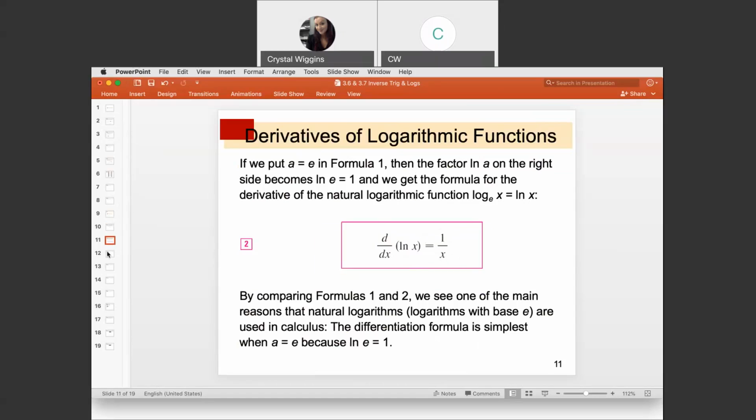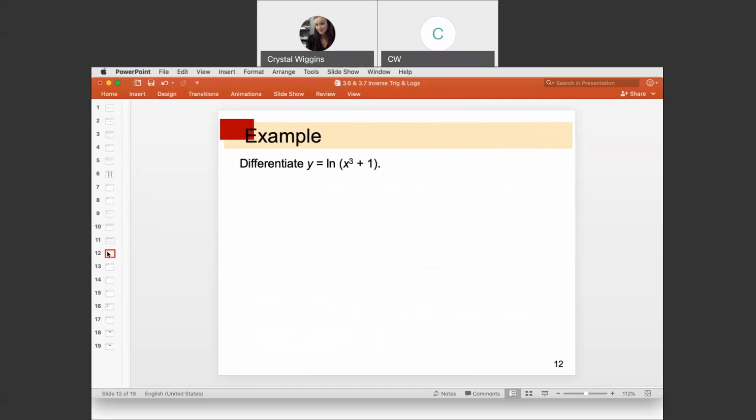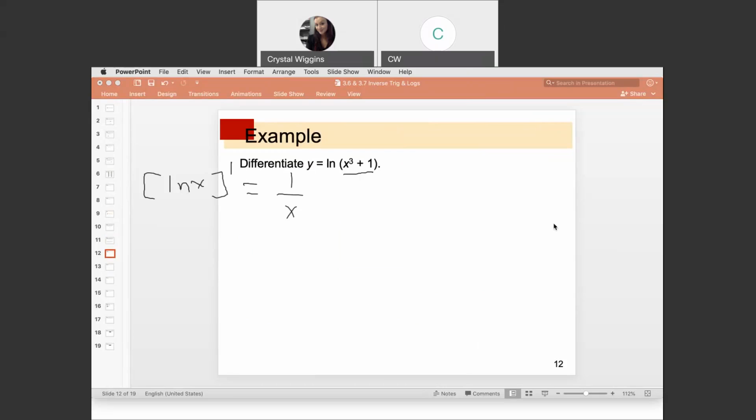Let's try some examples. So let's differentiate the function ln of x cubed plus 1. So recall that the derivative of the basic ln function that we just saw was just 1 over x, where x represents the inside function. We look over here, we see that there is more than just x inside this log, meaning that we need to perform a chain rule.